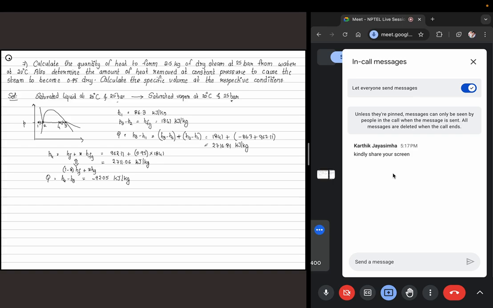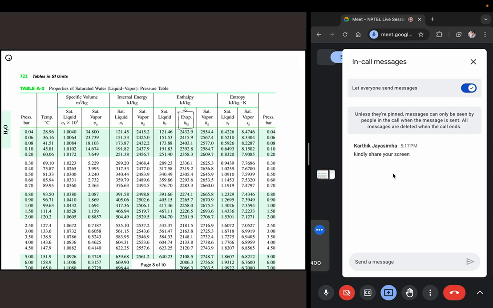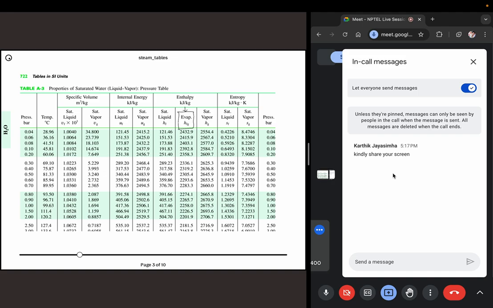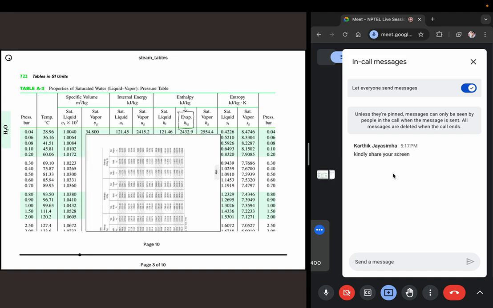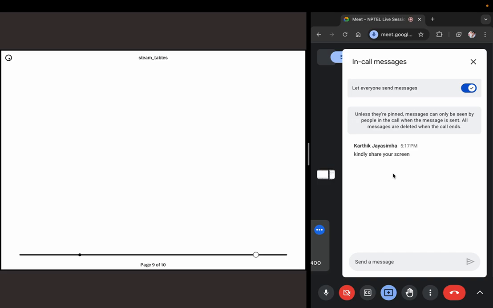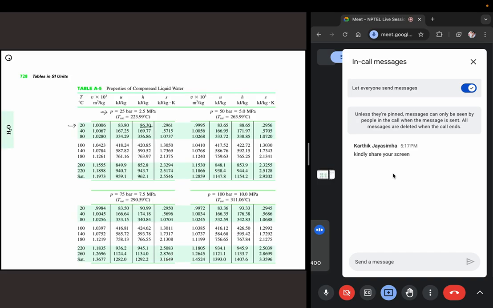Again, the next part asks you to find the specific volume at each of the respective conditions, which is again straightforward. You directly have to look up the steam tables and get the values from there. So for example, we'll go through one by one. At state 1, which is in the subcooled liquid phase, you directly get the value of V here. This is the volume here, which is very low. As we expect in the subcooled phase, the specific volume is very low. This is 1 times 10 to the power minus 3.